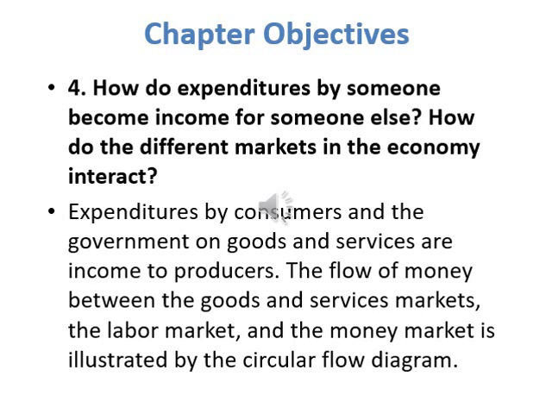Expenditures by consumers and the government on goods and services are income to producers. The flow of money between the goods and services markets, the labor market, and the money market is illustrated by the circular flow diagram.